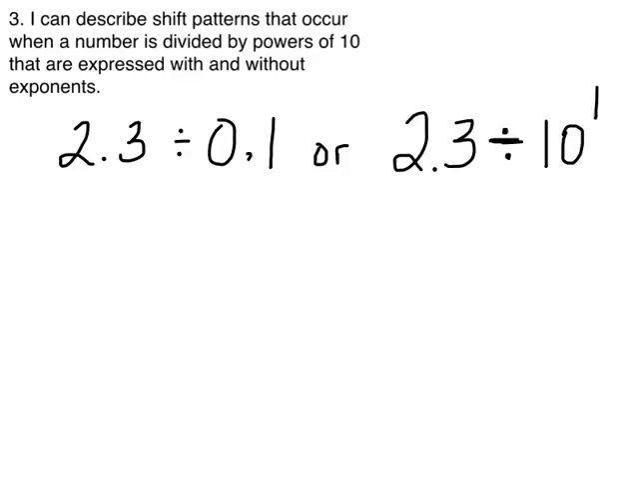I can describe shift patterns that occur when a number is divided by powers of 10 that are expressed with and without exponents. This kind of gives some kids a hard time. Looking at this first one, 2 3/10 divided by 1/10. Obviously the first number is your dividend, we studied that. Second number is the divisor. You're trying to figure out how many 1/10ths go into 2 3/10.